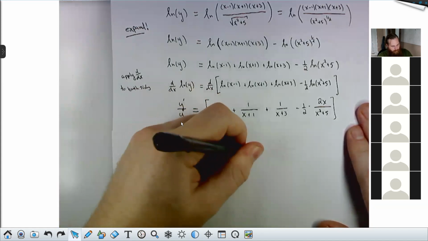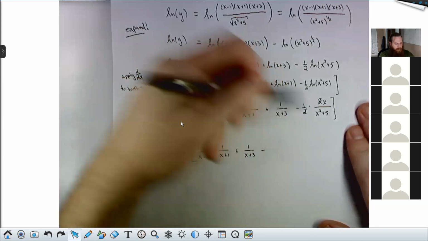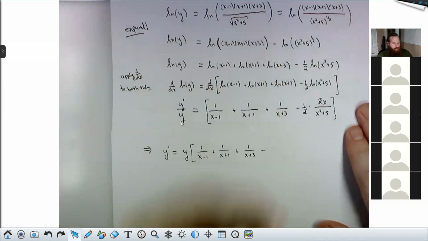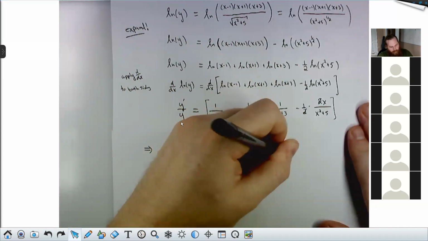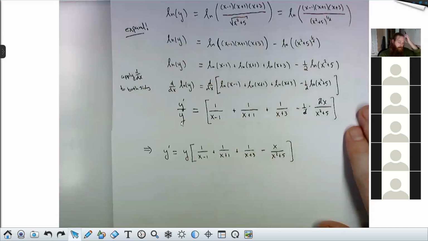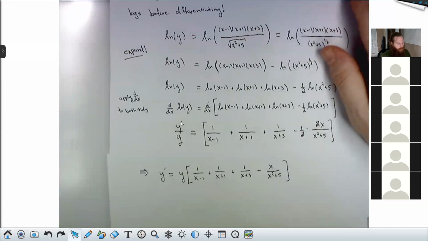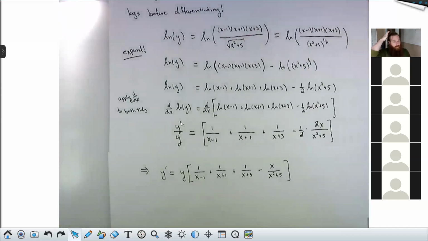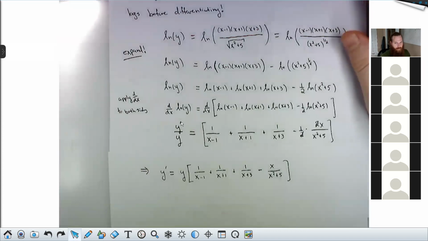Now here, this 2 and this 1/2 can cancel. And I just get minus x over x squared plus 5. And that's it, that's y primed. But remember, this didn't start as an implicit differentiation problem. I did have an explicit formula for y itself. So the very last thing I should do is take this y and plug in what it was originally. So let me shrink this back down.